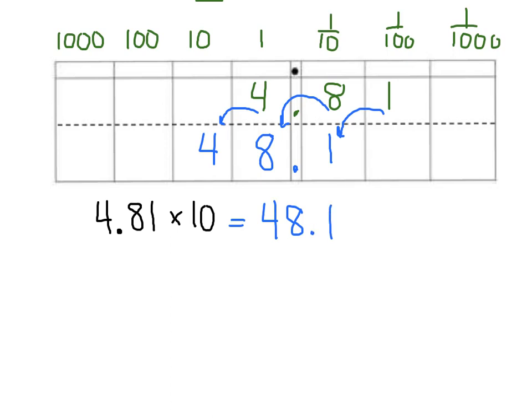Now it appears that I just moved my decimal point to the right one place by making it 10 times bigger, but actually the decimal place stayed put. My digits moved to the left.